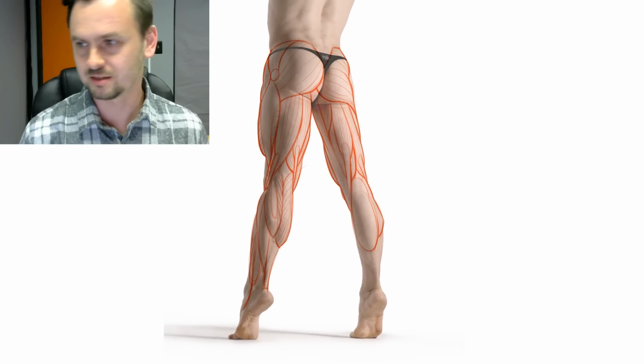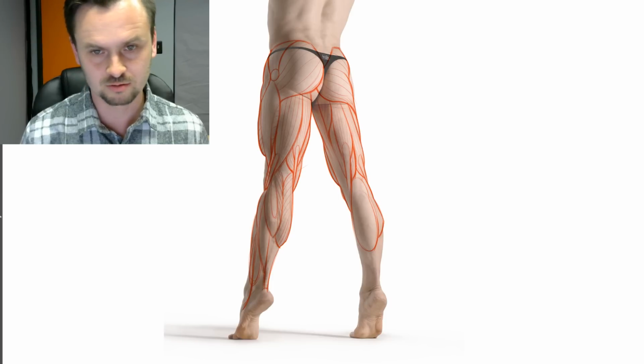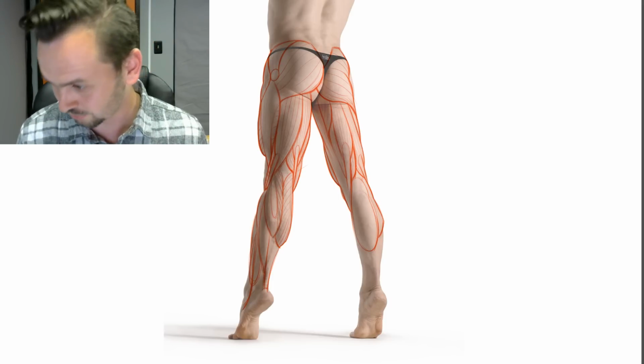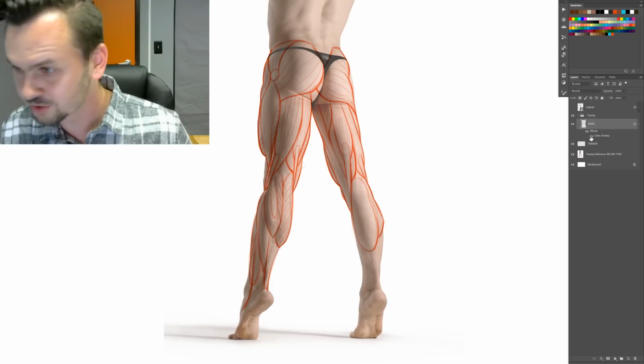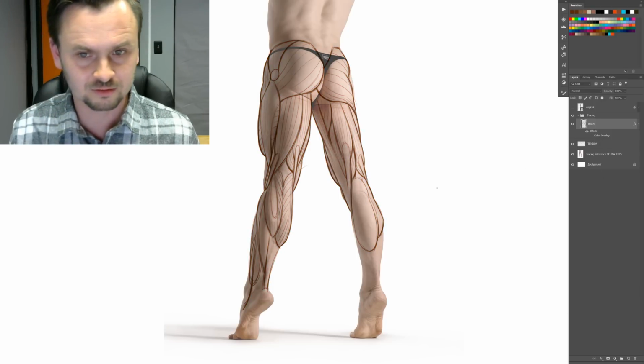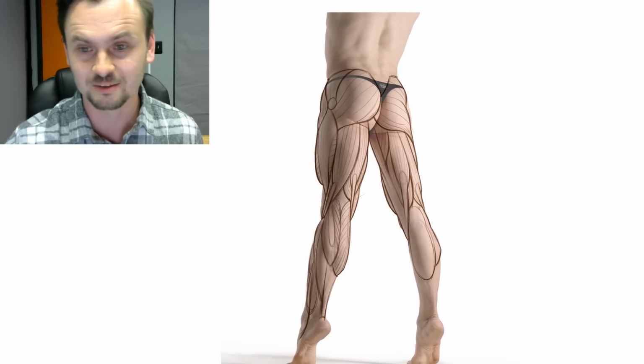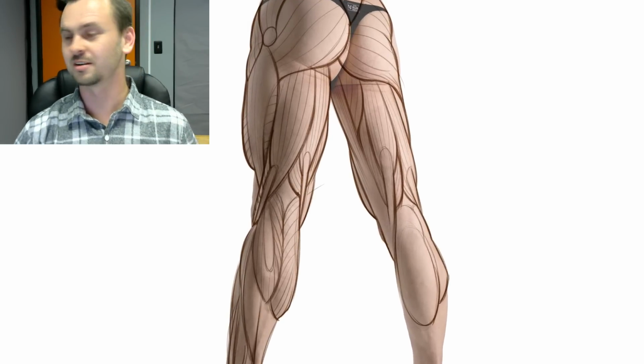Let me change that to brown. Back to brown. Where was I? Where's my mouse? There it is. I'm going to take that color overlay off. I don't know about you guys, but that seems to be more clear to me than the red. I probably shouldn't have switched to red.